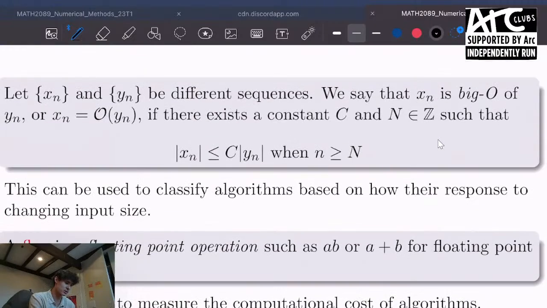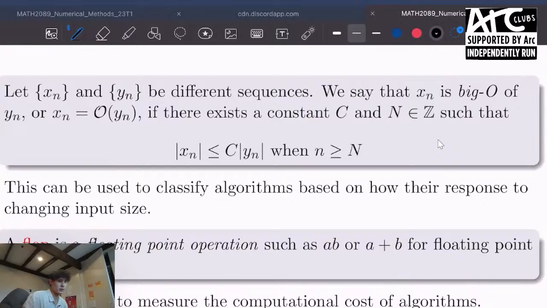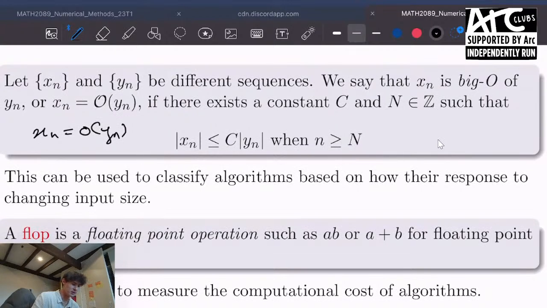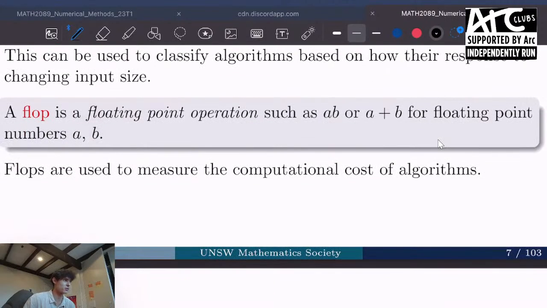So when it comes to big O notation, it tells us how sequences grow. Essentially, given two sequences, we can say that one sequence is big O of another sequence if for some large enough number, every single value in this sequence is less than some constant multiple of the value in the other sequence. It's really useful for classifying algorithms based on their response to changing input size. For example, an algorithm that is O of n would respond a lot better to larger inputs than an algorithm that's O of n squared, right? You can see that O of n is bounded by a linear function versus O of n squared is bounded by a quadratic function.